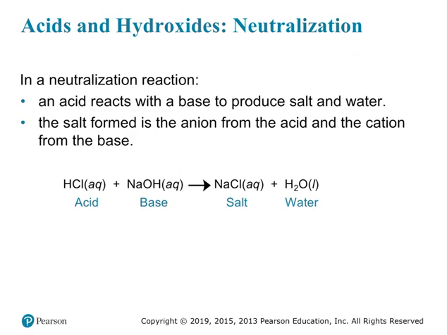All right, so let's talk about the last type of reaction, acids and bases, or acids and hydroxides. So this is also called a neutralization reaction because when acids and bases react together, they end up producing neutral products. So products that aren't acidic or basic. So in a neutralization reaction, an acid reacts with a base to produce salt and water. And the salt that's formed is coming from the anion from the acid and the cation from the base.